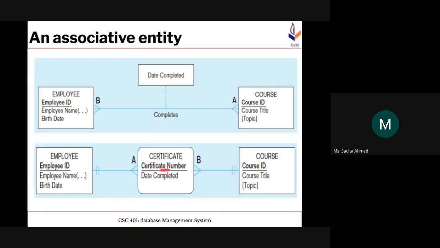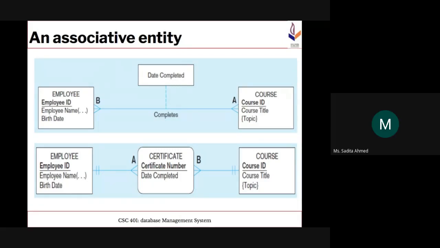And not necessarily the certificate number. Let's say we take no attribute called certificate number. If there is no attribute called certificate number, in that case, how can we make the primary key of certificate? Any ideas? Suppose there is no attribute named certificate number in certificate, then how could the primary key of certificate be made? Yeah. Employee ID plus course. That's right, employee ID plus course ID.